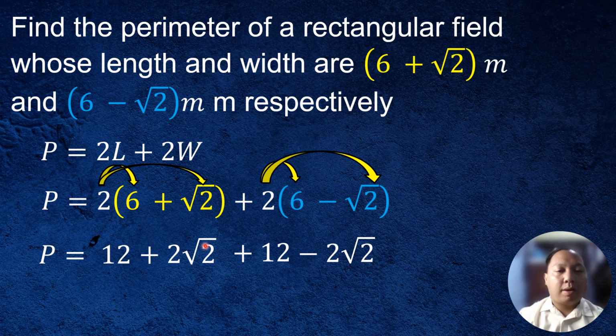Now, again, if you notice, this 2 square root of 2 and negative 2 square root of 2 can be cancelled, because 2 square root of 2 minus 2 square root of 2 is 0. Okay? Now, the 12 here and the 12 here can be added. Therefore, our perimeter is 24 meters.